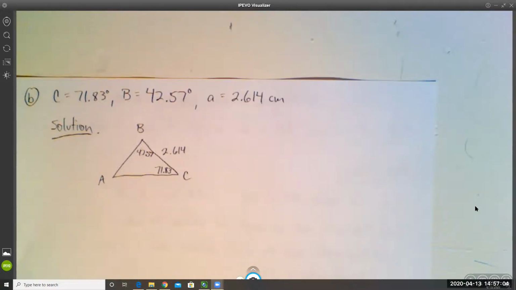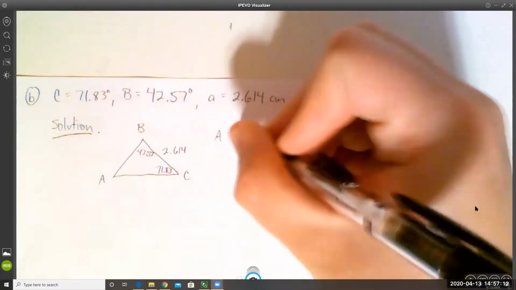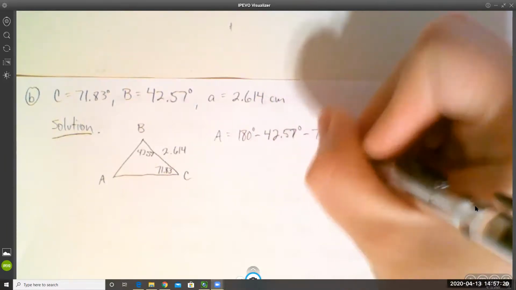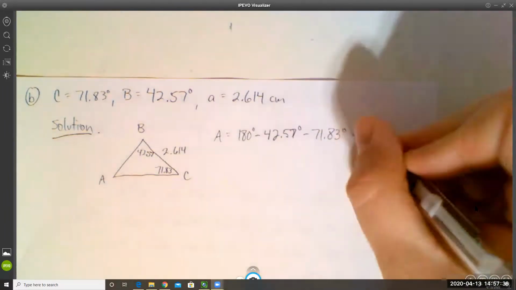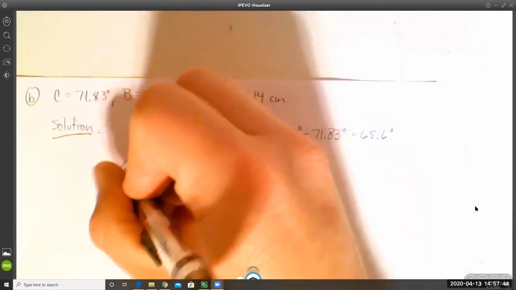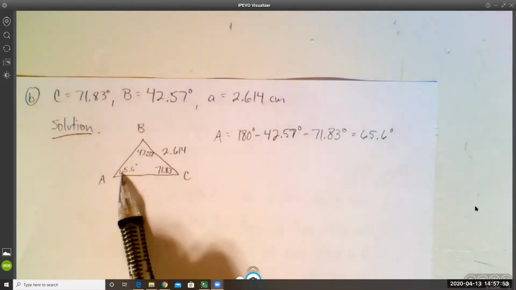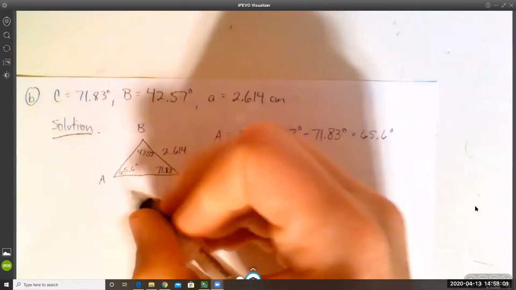So just like in the last example, we can find this missing angle pretty easily, right? We can say, well, A must be 180 degrees minus 42.57 degrees minus 71.83 degrees. And that's 65.6 degrees. Okay, I'm going to go ahead and write that in. Now it's a little more clear, right, that I have two pieces of corresponding information, angle A and side A. So that's what I'm going to use to find the missing sides, side B and side C.